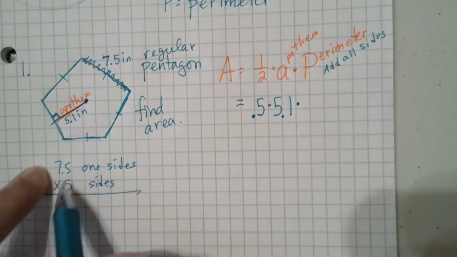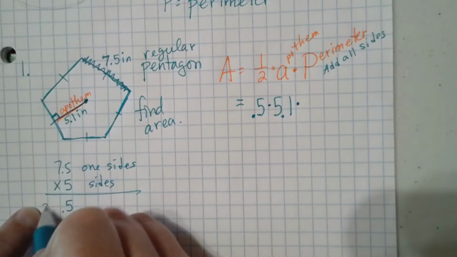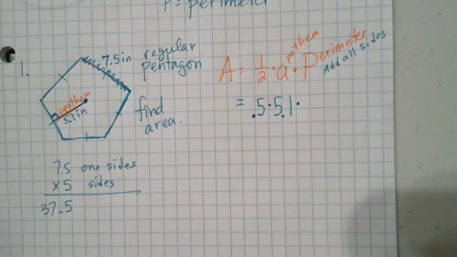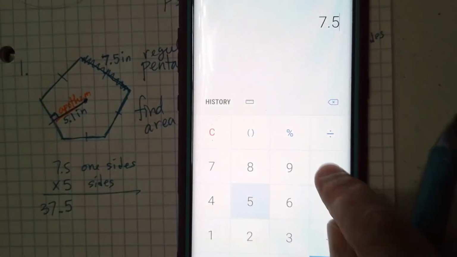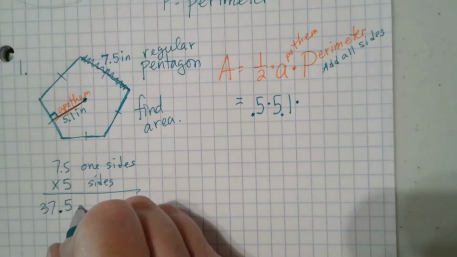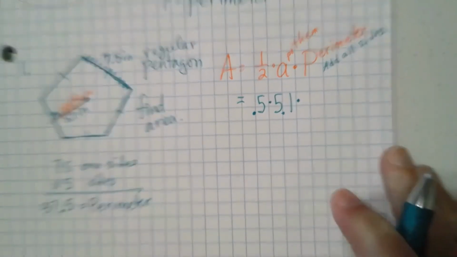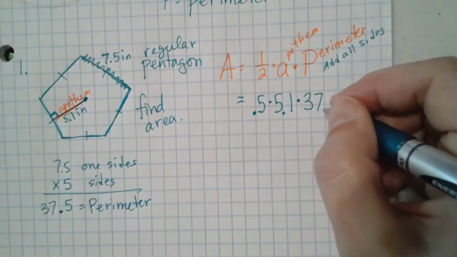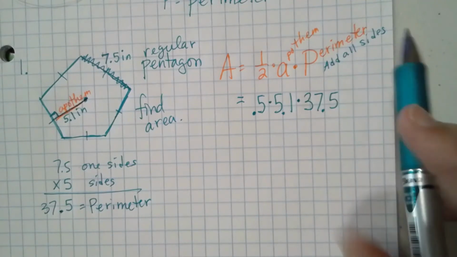So the length of one side multiplied by 5 sides gives us 37.5. I'm just going to double check that on my handy dandy calculator. There we go, 37.5. So this is the perimeter. So we'll put that over here, 37.5. And then this just goes into our calculator.